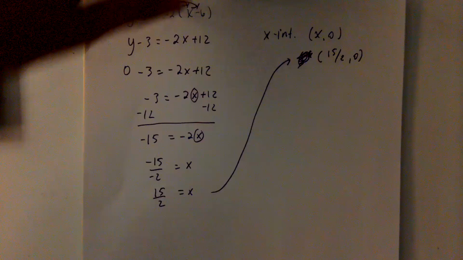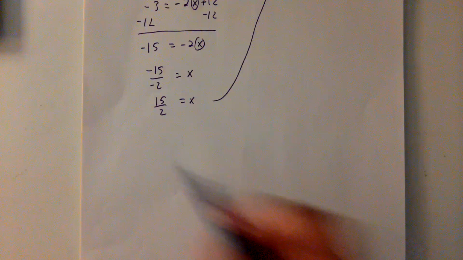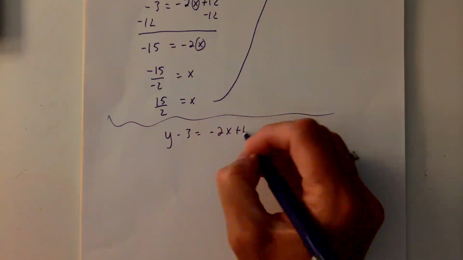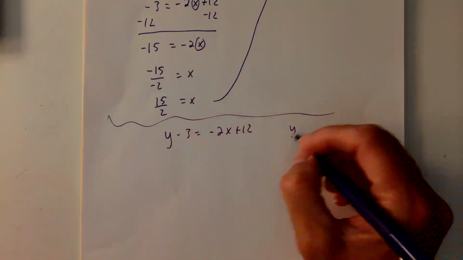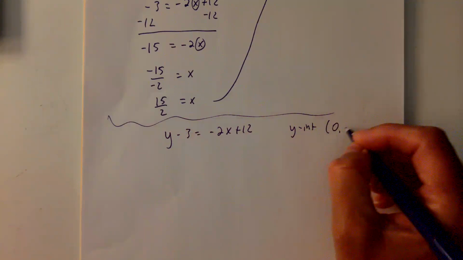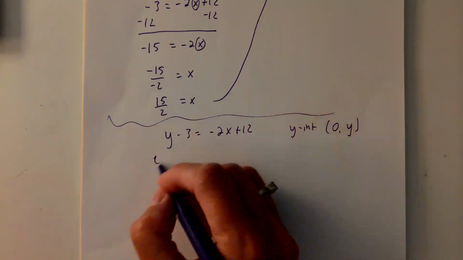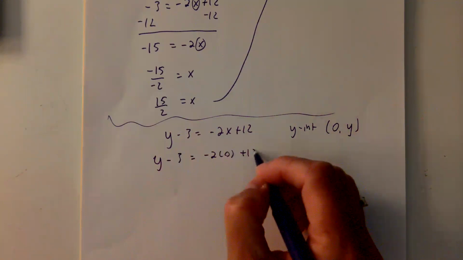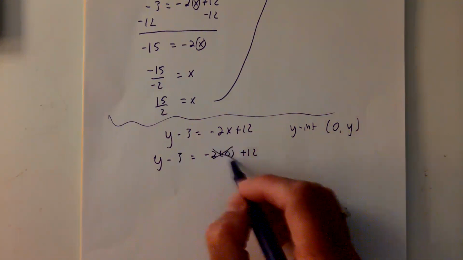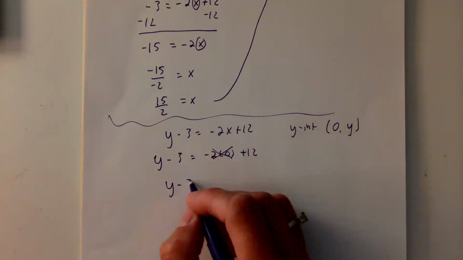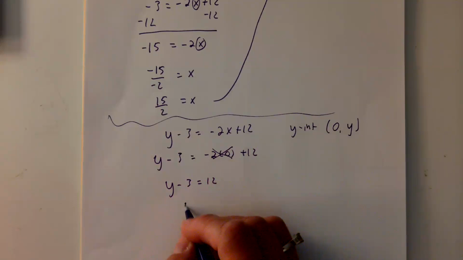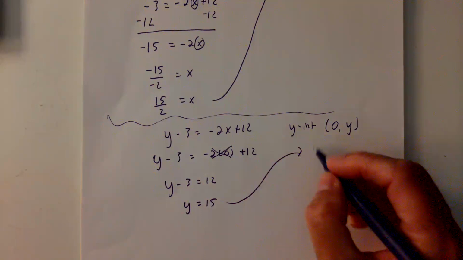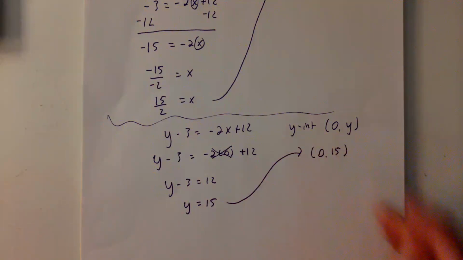Then my y-intercept, I'm going to take the original equation that I had simplified, and my y-intercept is going to be when x is 0. So I'll have y minus 3 equals -2 times 0 plus 12. And then that multiplies to 0. So I'm left with y minus 3 equals 12. And if I add 3 to both sides, I find out that y is 15. So my y-intercept is at 0, 15.